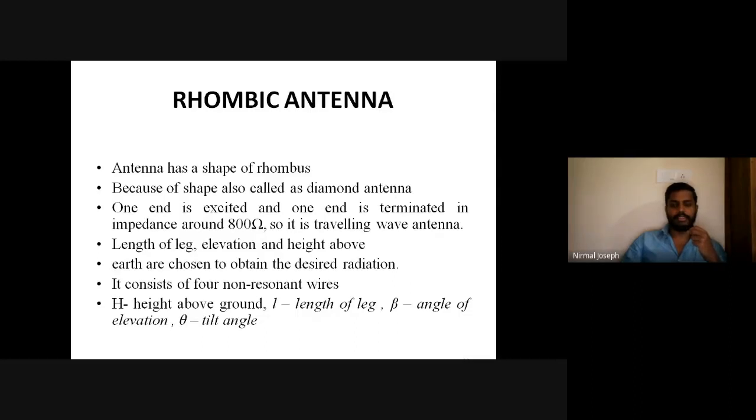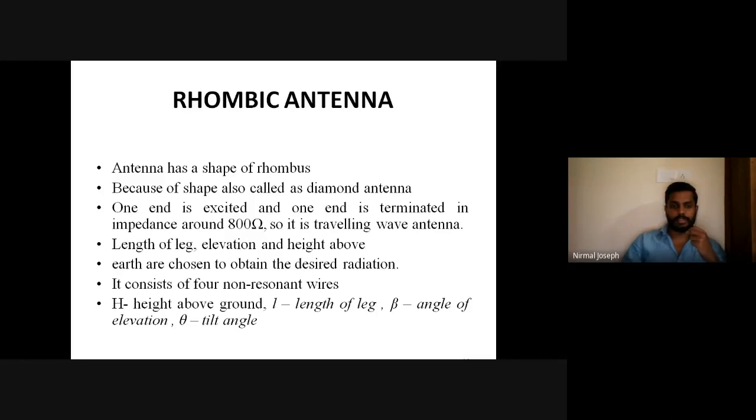of leg. That means length of leg means rhombus, it is having a shape of rhombus, so 4 legs will be there, and since it is a rhombus, all legs will be of equal length. And beta is the angle of elevation, and theta is the tilt angle. Okay, so it consists of 4 non-resonant wires of equal length since it is a rhombus. So four non-resonant wires of equal length will be arranged in the shape of a rhombus. And beta will be the angle of elevation and theta is the tilt angle, and 90 minus beta is equal to theta. That we will see later.